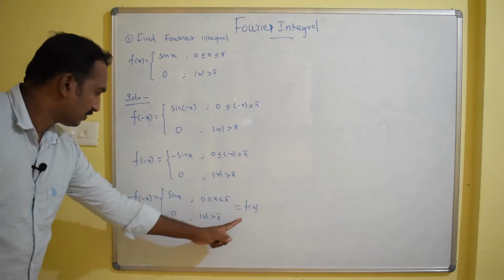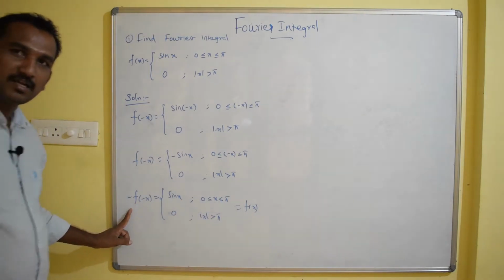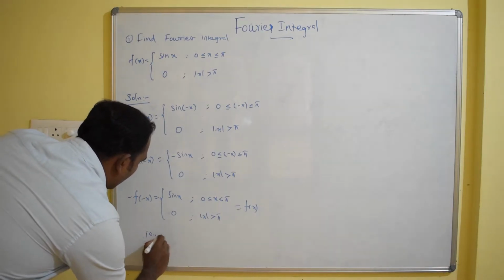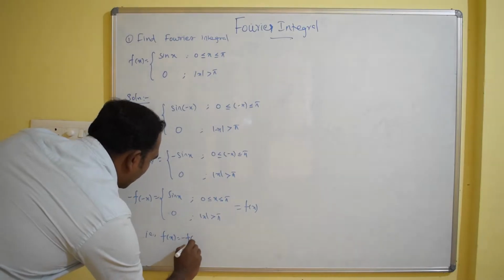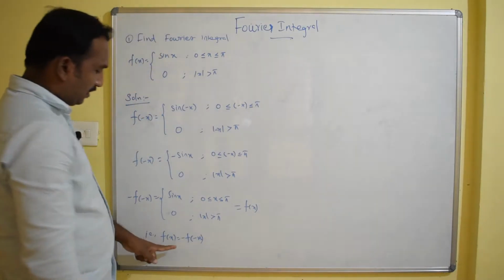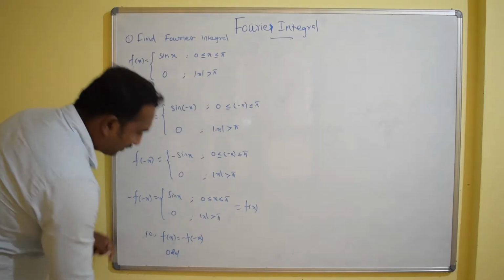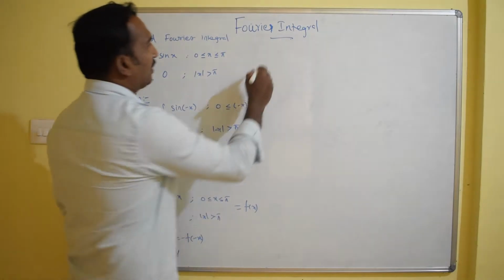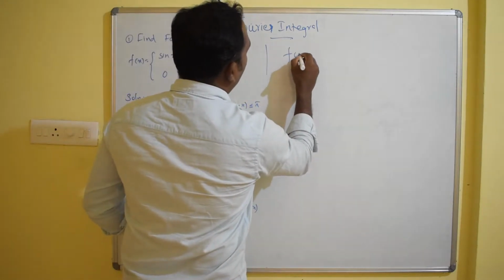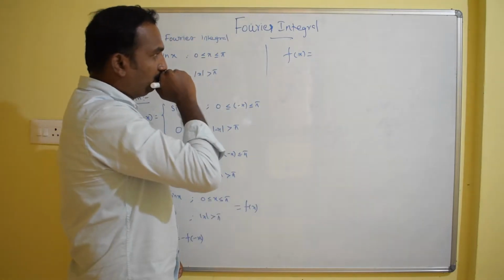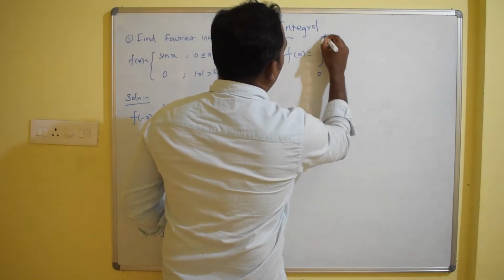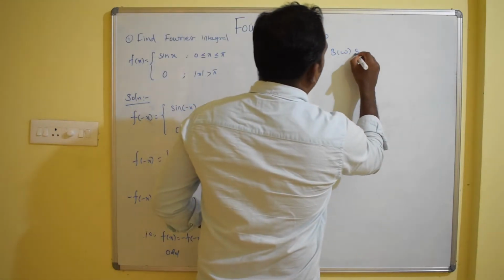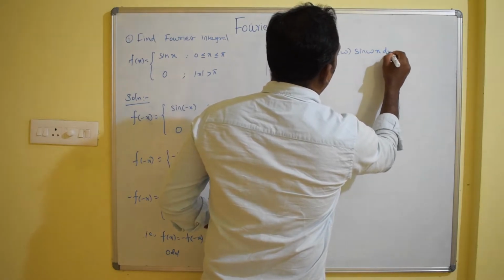Therefore, look at the things here: f of x is equal to minus of f of minus x. This is an odd function, correct? If the function is odd, then we can go for the Fourier sine integral formula, right? So what is the Fourier sine integral? f of x is equal to integral 0 to infinity b of omega, then sine omega x d omega.